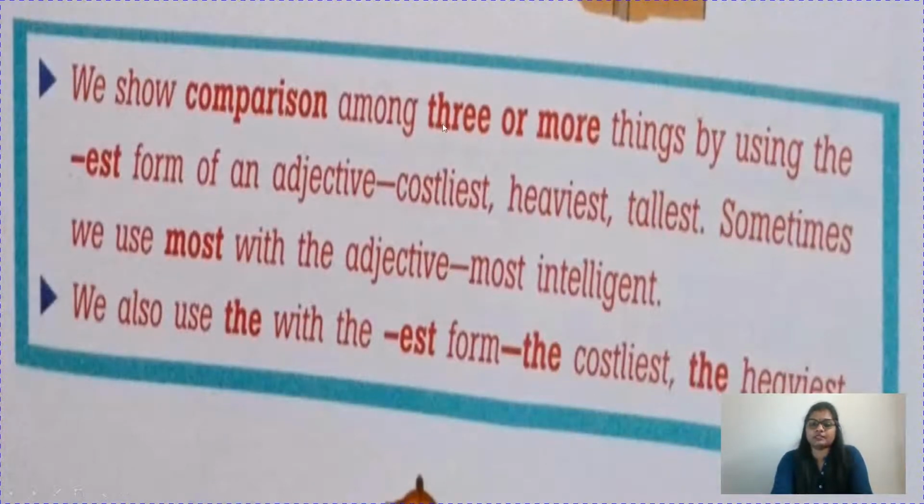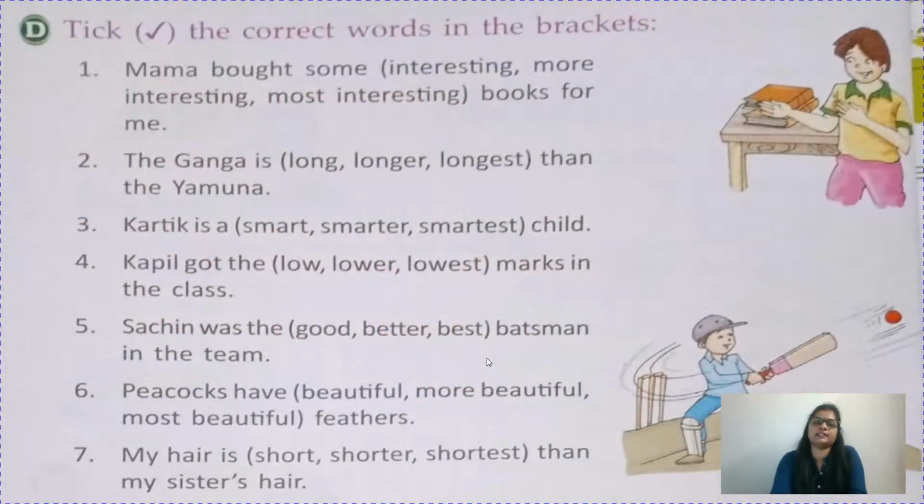We show comparison among 3 or more things by using the EST form of an adjective, like costliest, heaviest, tallest, smallest, biggest, finest, nicest, like this. But sometimes we also use most with the adjective, like most intelligent. Just now I have told you most beautiful, most intelligent, most famous, most hardworking, like this. And we also use the with the EST form. I have told you children, in superlative degree you have to use article the. Okay.